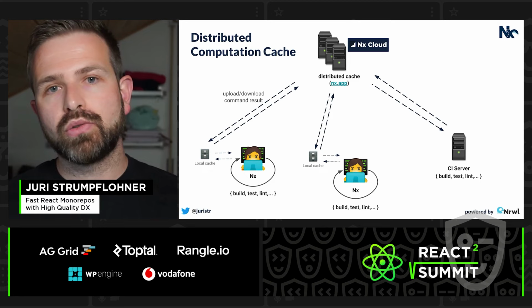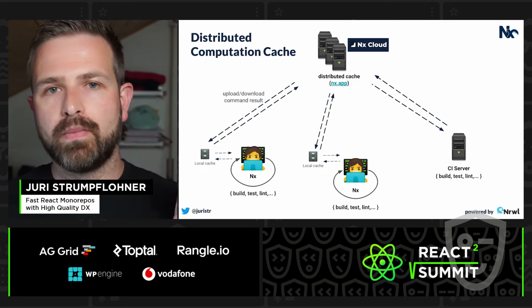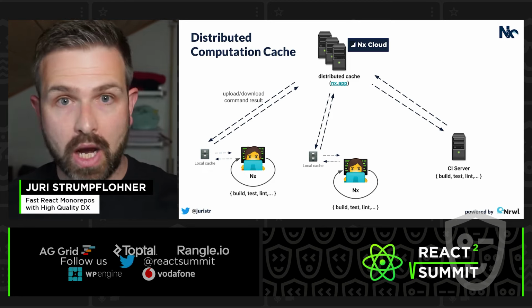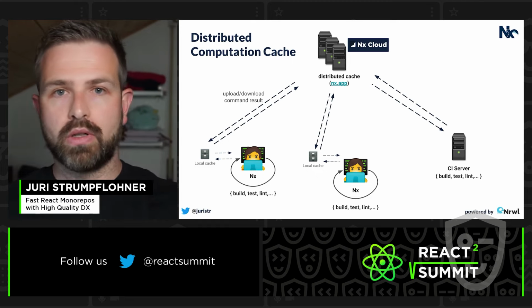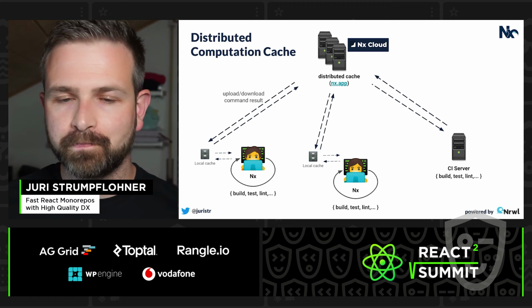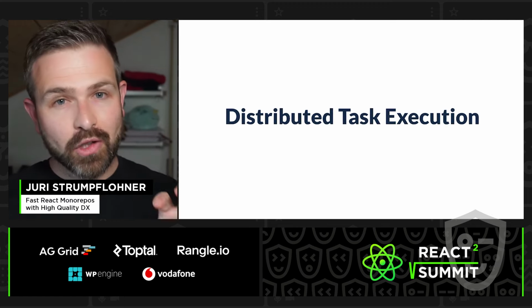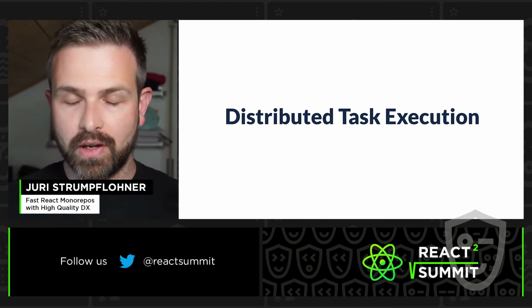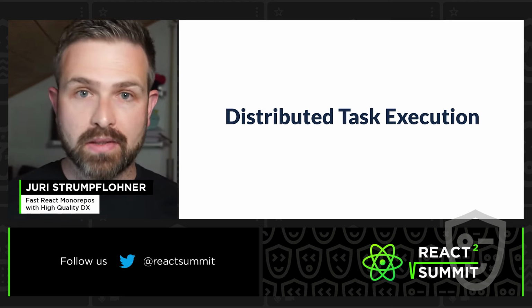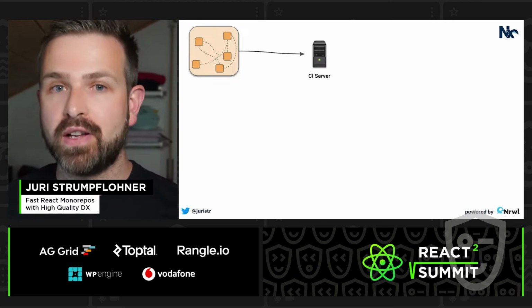And so for being able to have a distributed cache, you need some central server-side cloud counterpart, which in the NX case is NX Cloud, which allows you to distribute that cache among team members as well as CI. And NX Cloud goes even a step further. It doesn't only distribute the actual caching, but it also distributes the task execution, which makes it even faster.